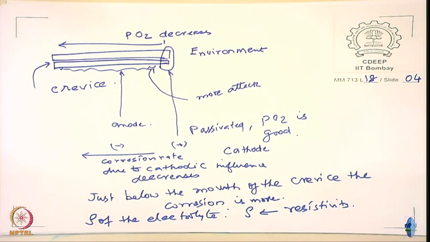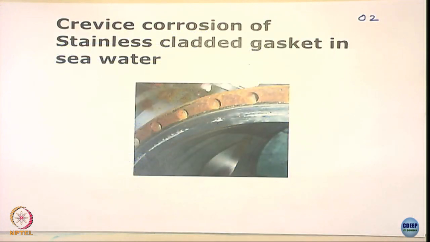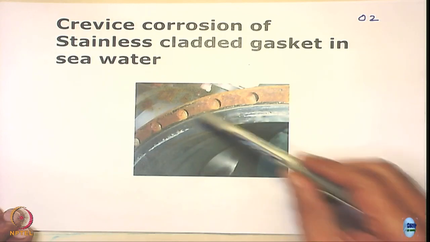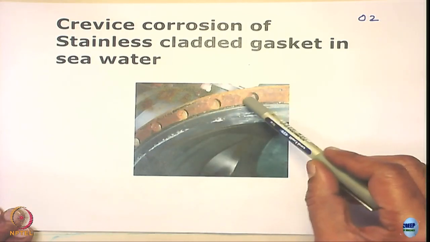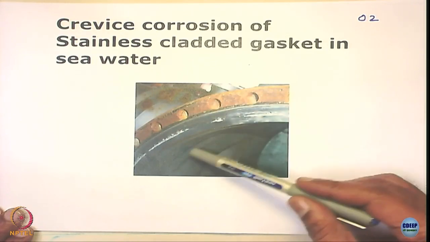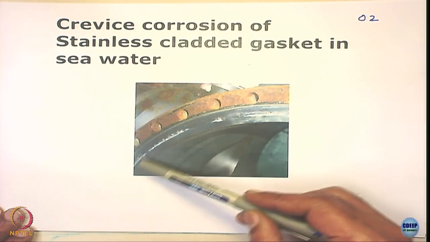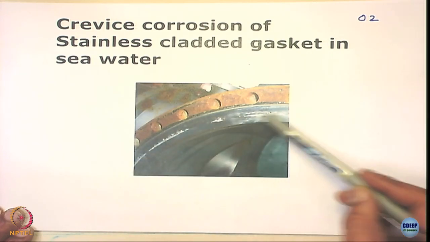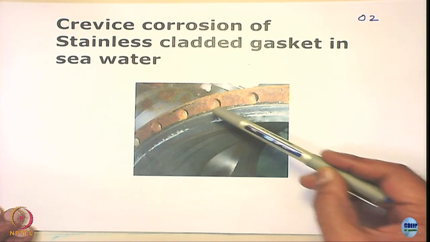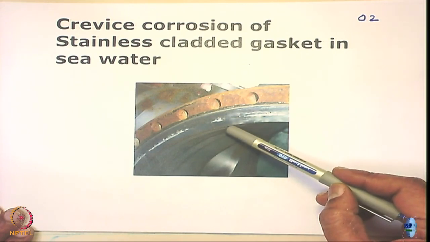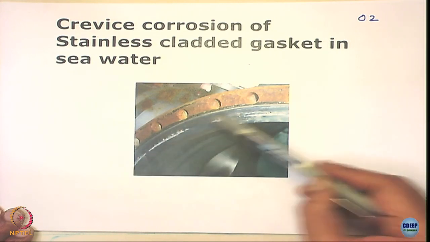So, that is why if you look at some data, this is a typical gasket corrosion, okay, and this is your stainless steel clad. This is of course a steel shell cladded with a stainless steel. Here you have the environment, right. You see the attack is happening somewhere here. It does not happen too far away, and it does not happen at the mouth; it happens somewhere in between.